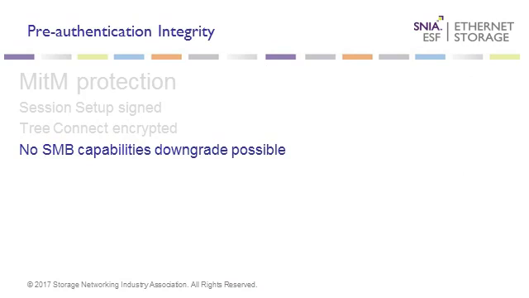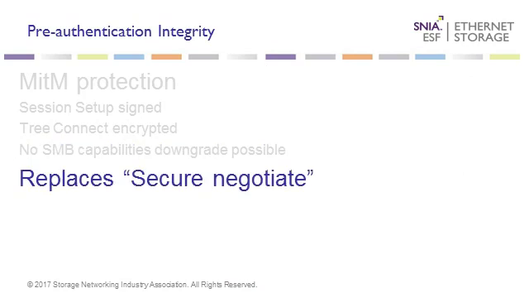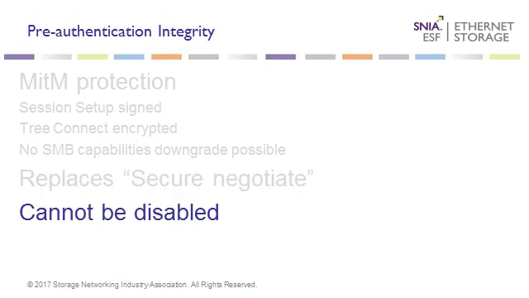And then it's impossible to downgrade the capabilities now, so you don't have the ability to stop the client from showing up asking in a very weak way what it wants to do, so that somebody could eavesdrop on it or do other nefarious bad things. This replaces something we have called Secure Negotiate, which has been around for quite some time, since SMB2, but which failed to protect these phases of the connection process. And you can't disable this.